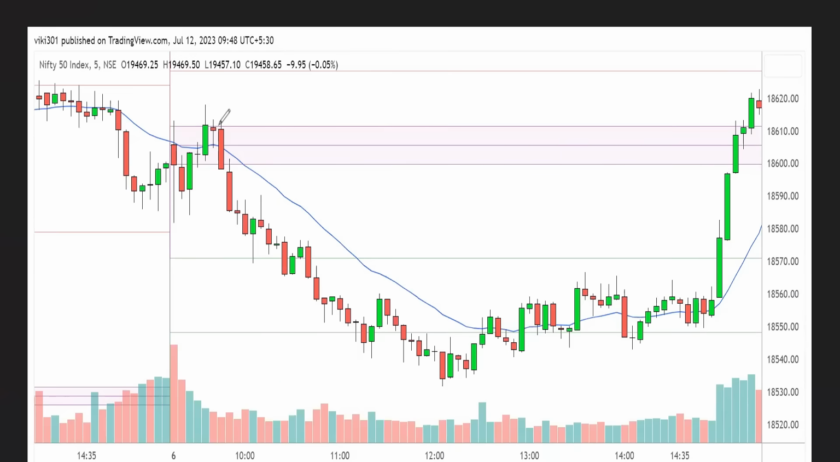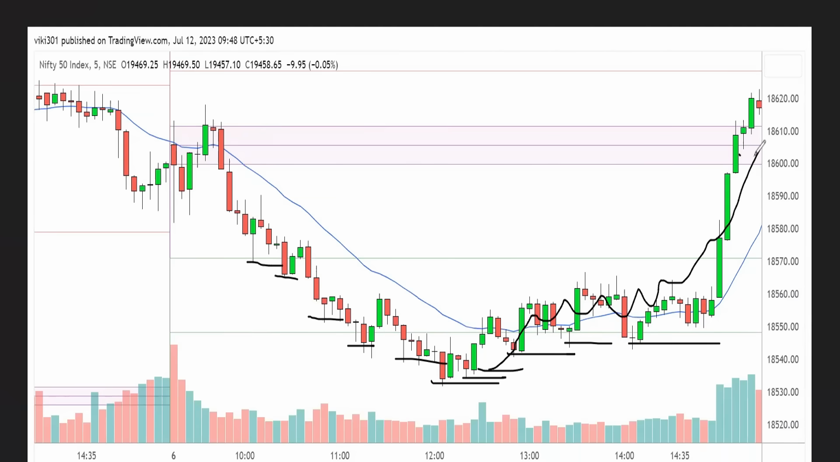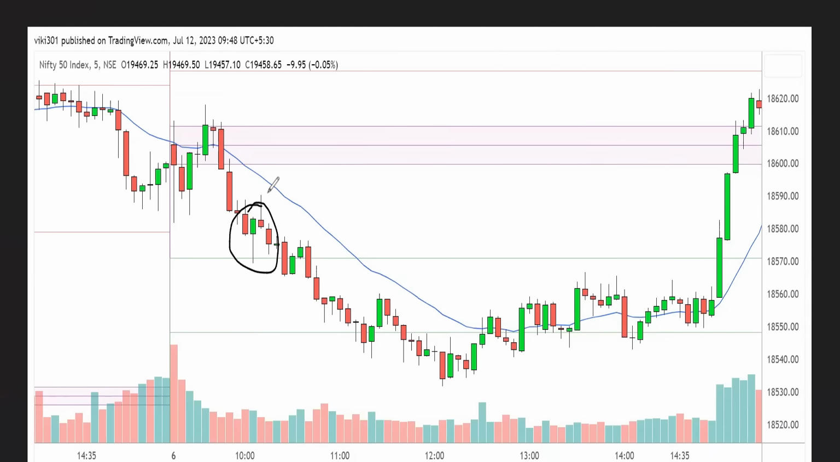Okay, you can see that it opened near the CPR and it started making a strong downtrend, right? It was making lower lows, and after that it started making higher lows. So what is this indication? This indication is chances of trend reversal or end of this trend. So in such case, what you can do, if you have shorted somewhere here, then when you see that it is making higher lows, that means book your profit.